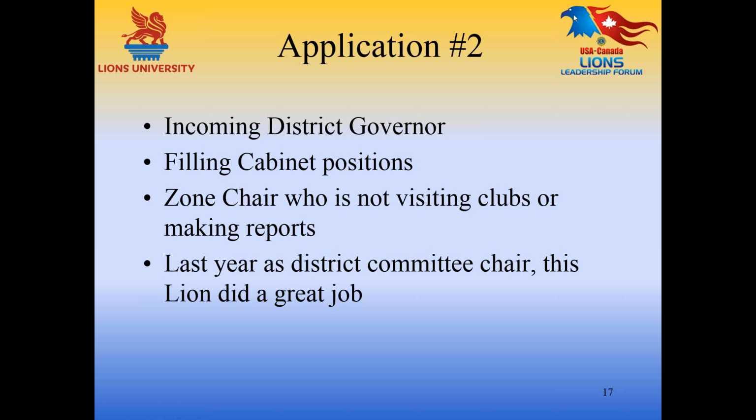And this is really different behavior because last year as a district chair, this zone chair did a really good job. She was one of the outstanding district committee chairpeople. So you're the incoming governor and you really don't know how to address the situation. You have to come up with some solutions. What are your thoughts out there?